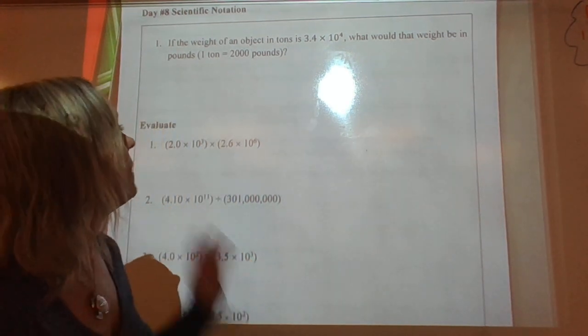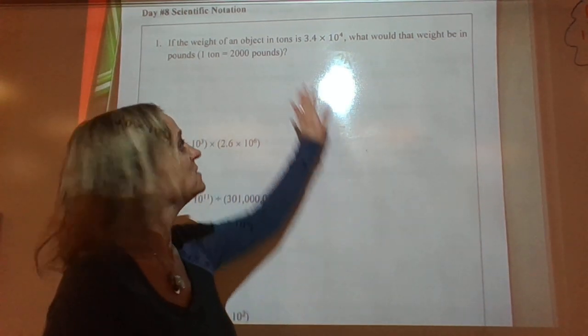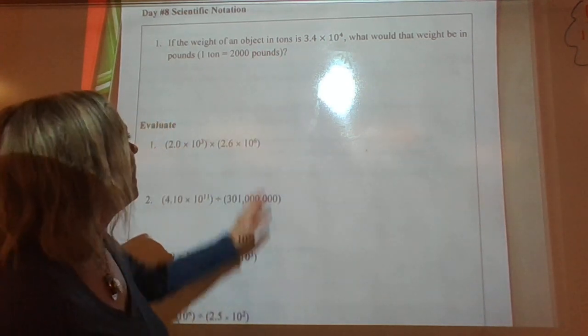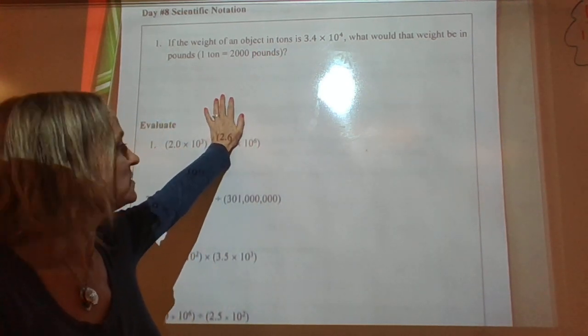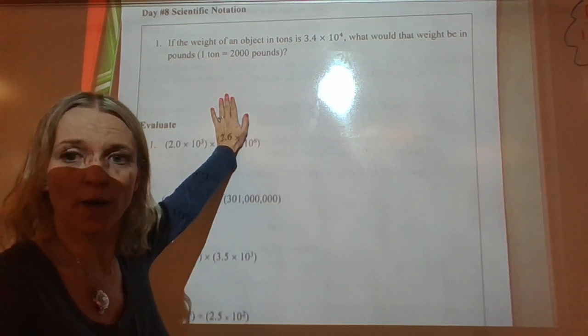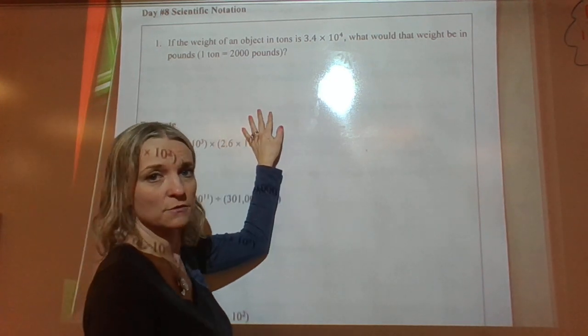Okay, class, we have one more set of notes on scientific notation. This is your day 8 notes now. So let's keep doing some calculations. Still, we're going to do multiplication and division with scientific notation.